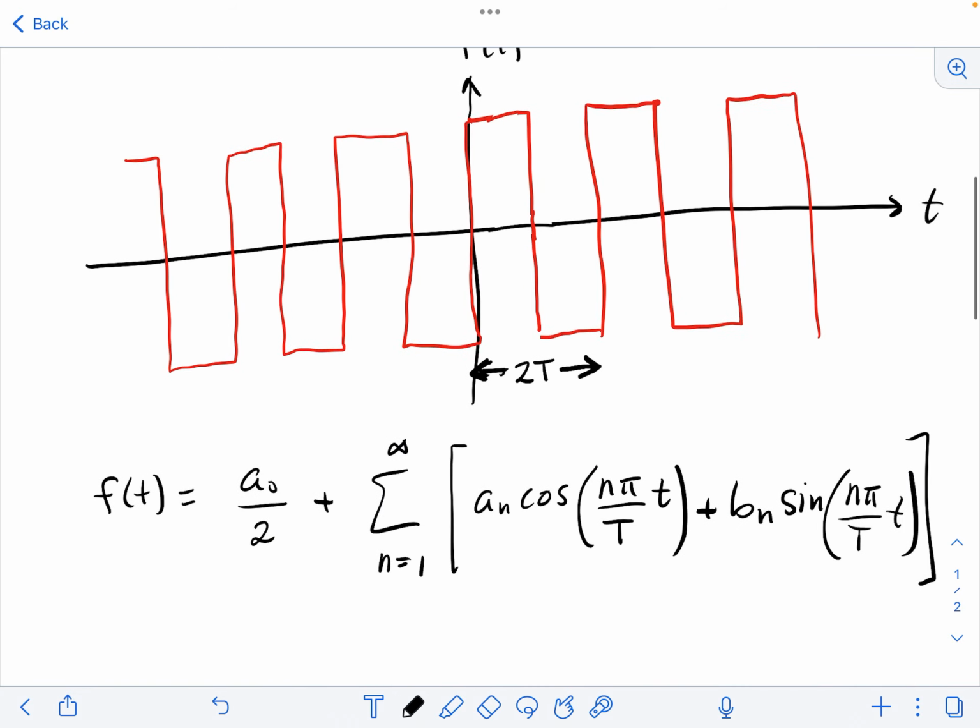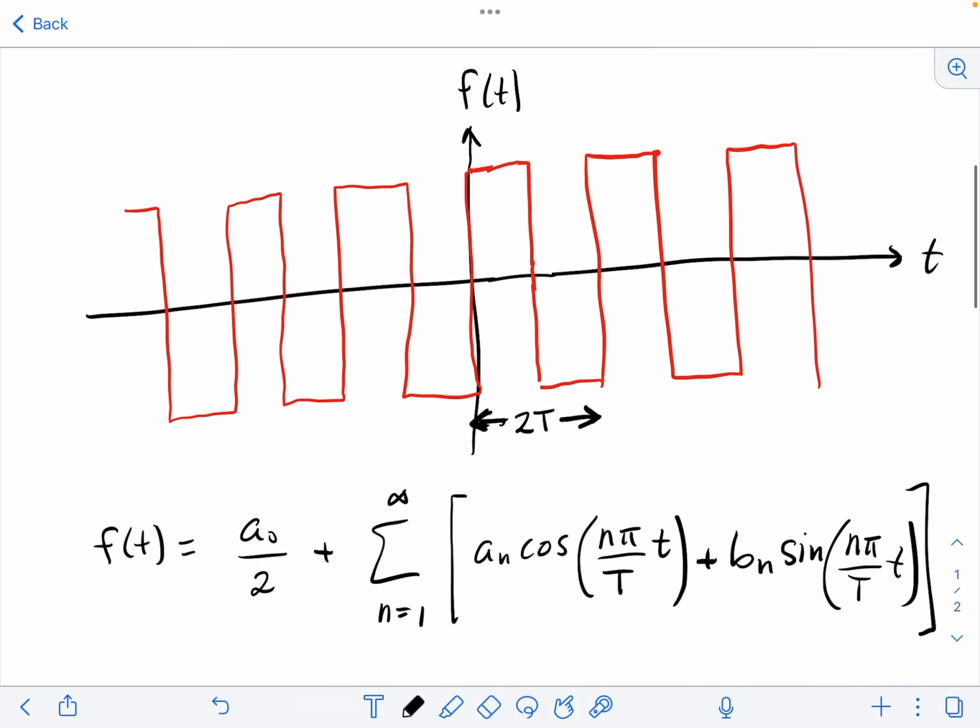What a Fourier series allows us to do is to represent that function of time as a sum of cosine terms and sine terms. The a0 over 2 is some initial offset, and then we have our sum from n equals 1 to infinity over cosine terms with a coefficient an, and sinusoidal terms with a coefficient bn.